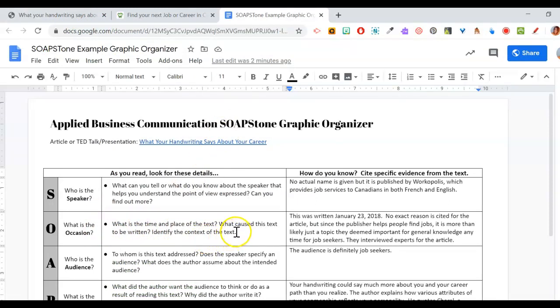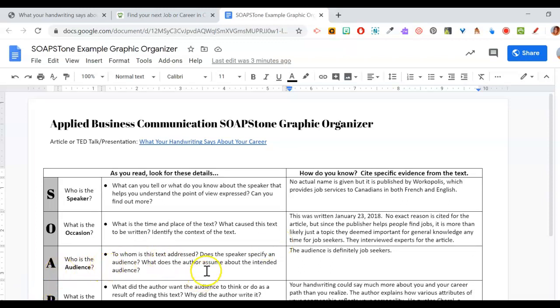What is the occasion? So O is occasion. So was this written for some specific reason? So, if you found an article and it was specific to the COVID thing that happens here in 2020, then that's going to be specific to that. If I'm talking about face masks or something, then that might be specific to that event in time. This particular article was dated January 23rd, 2018. I could not find any reason in the article as to why, but since the publisher helps people find jobs, then I just put that more than likely this was just considered knowledge they felt like job seekers needed. And I indicated that they did interview some experts for the article. So I'm guessing the occasion was they found some experts and interviewed them and then wanted to write an article.